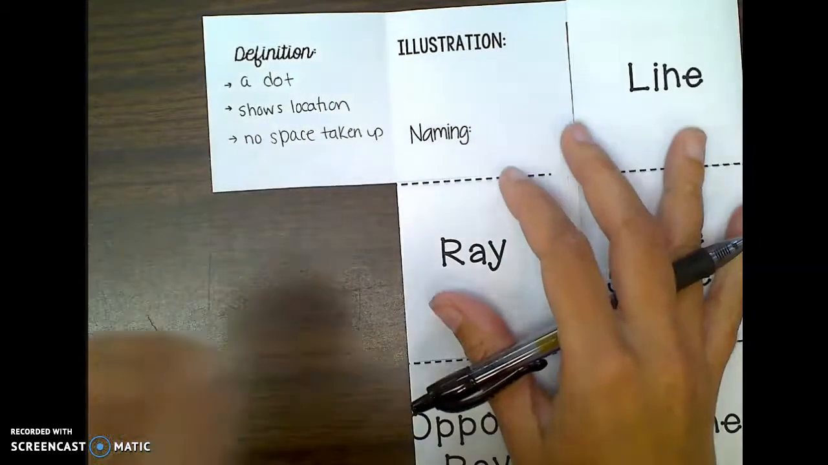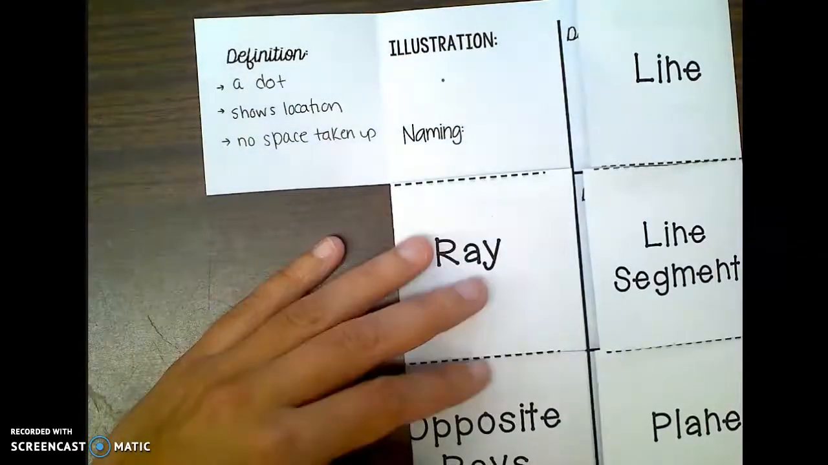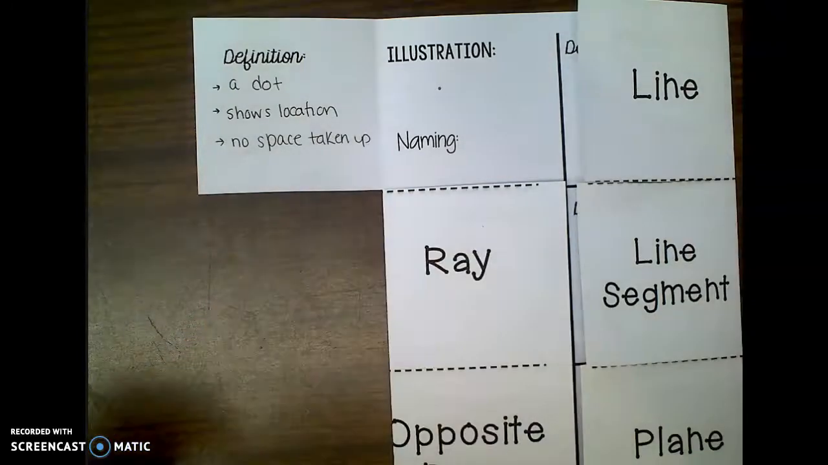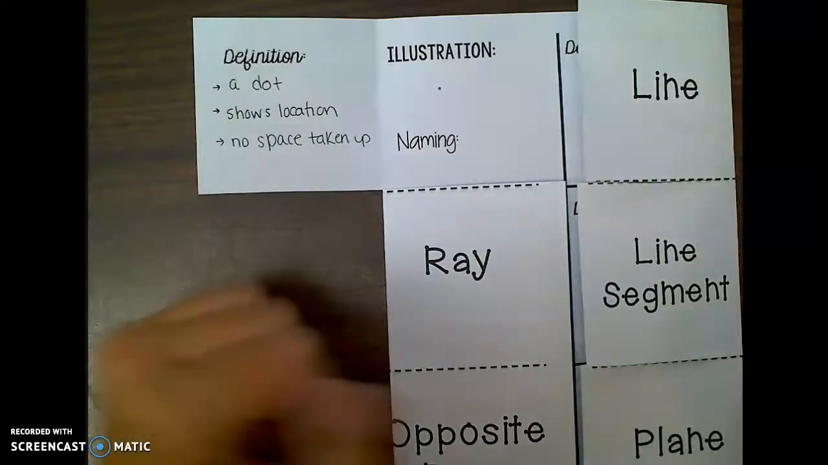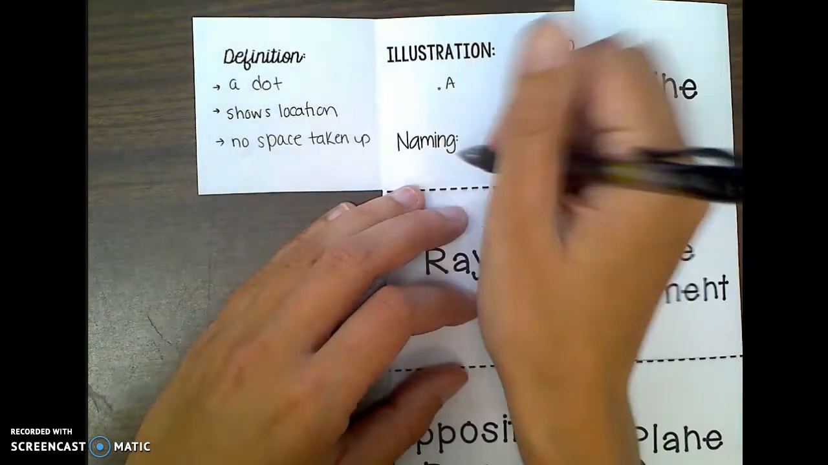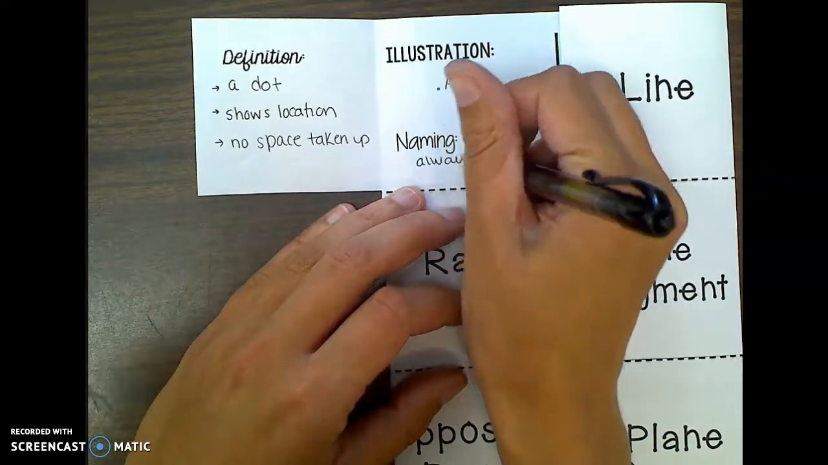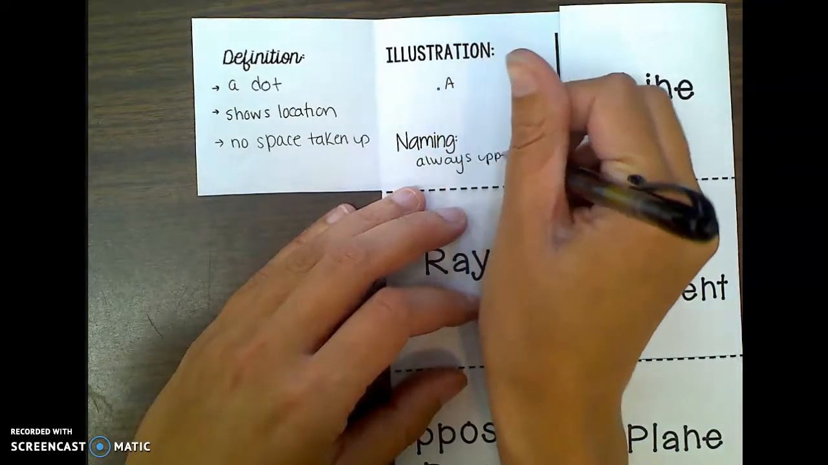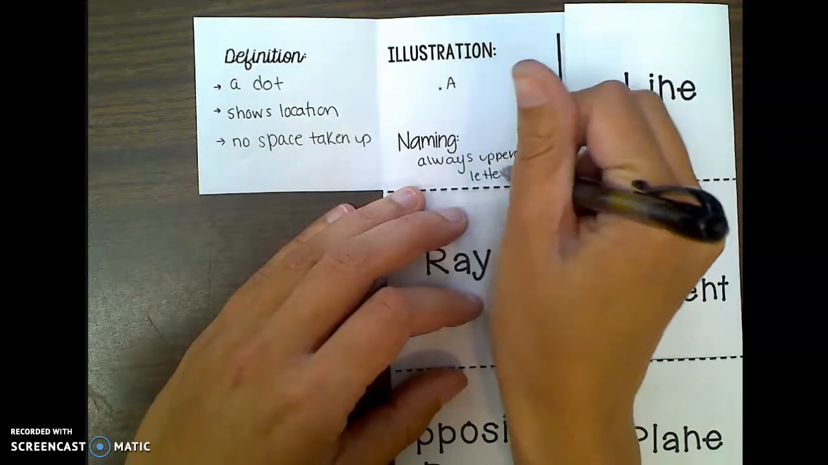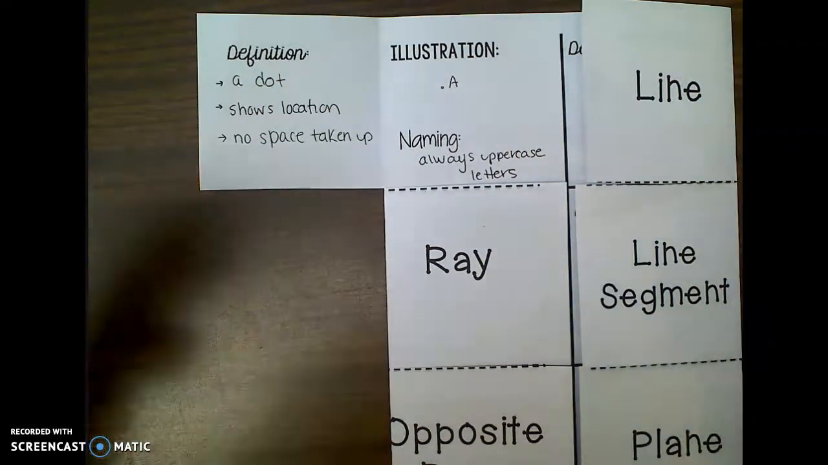Okay, the way we draw it is we just put a little dot, not a huge obnoxious dot, but just a little dot. And typically, because we might have different locations that we're talking about, we want to label it with an uppercase letter. Okay, so our naming here is always uppercase letters. It doesn't have to be A, it can be something more intuitive. Like if you're at Flushing, you might want to call it an F.